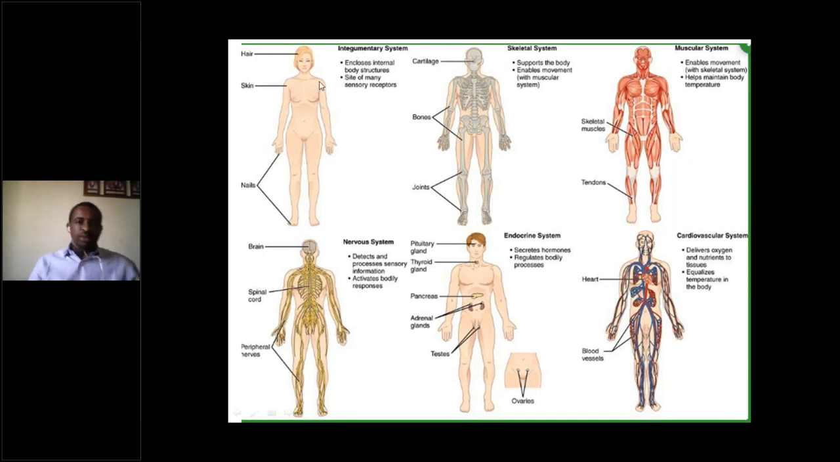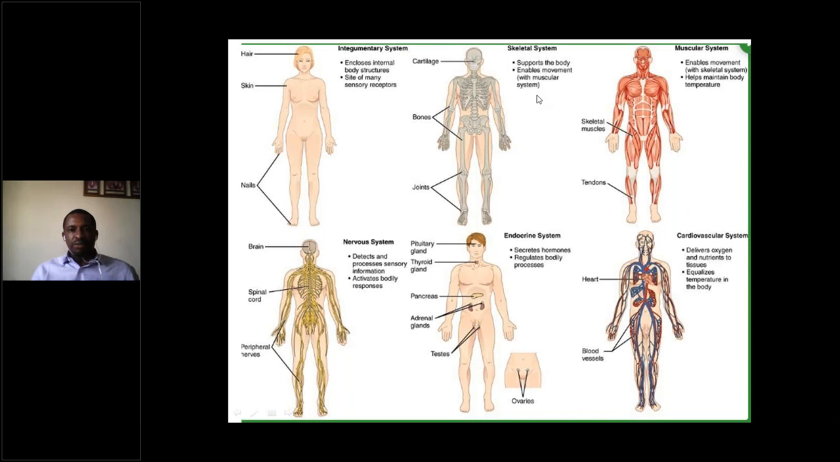So let's just look at an example, at least anatomy with pictures. So you look at the integumentary system. You see the hairs, the skin, and the nails. These are the integumentary system. These ones enclose the internal structures. They are sites of many sensory receptors. The sensory receptors in your body, a lot of them are on the integumentary system.